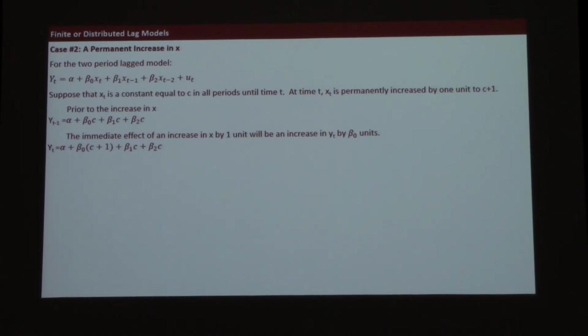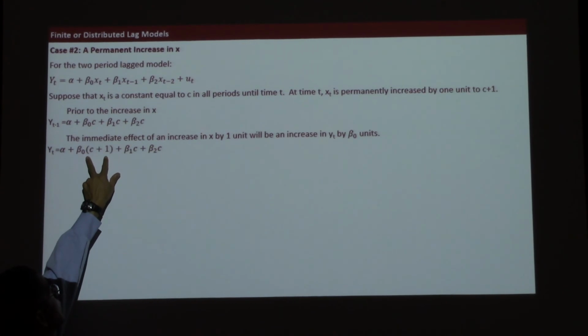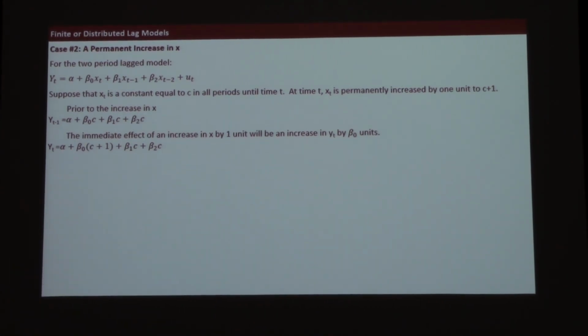But we're going to keep it, this is going to be the new level of spending. This is going to be the new permanent level of spending. We're always going to spend C+1. So now we're looking at an increase in advertising, but a permanent increase.